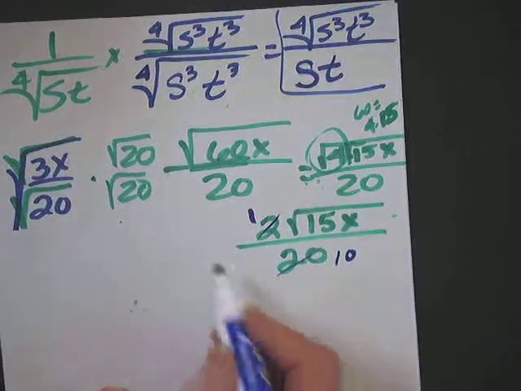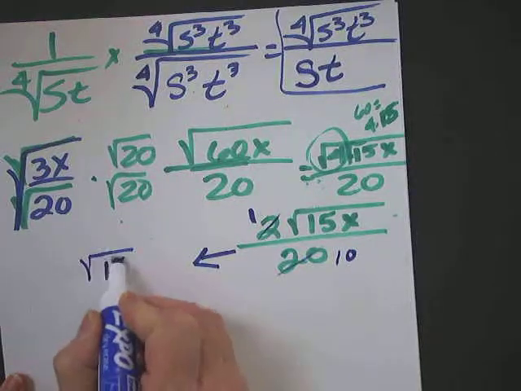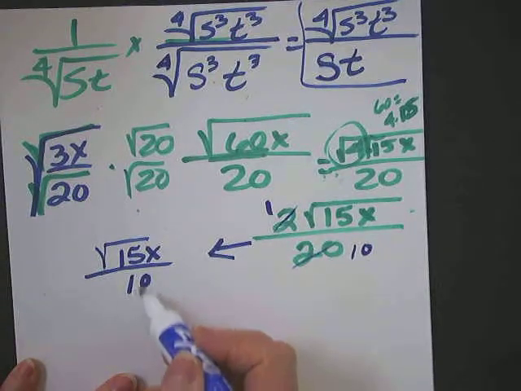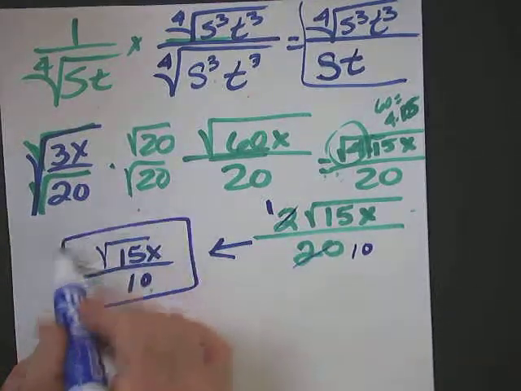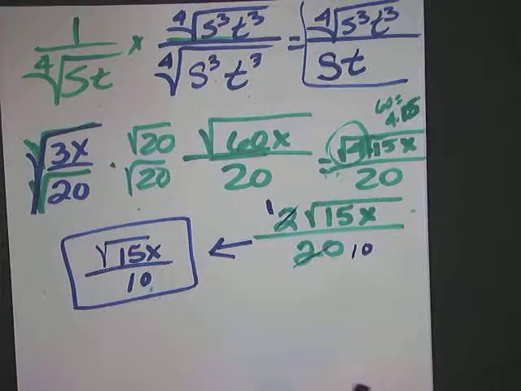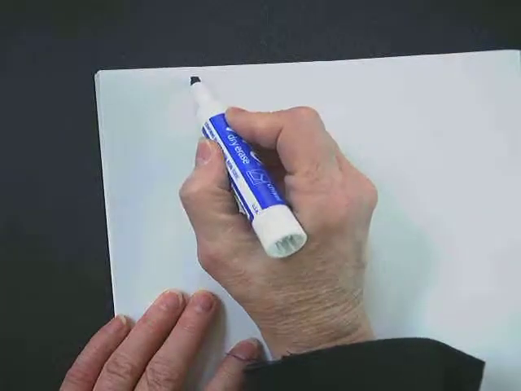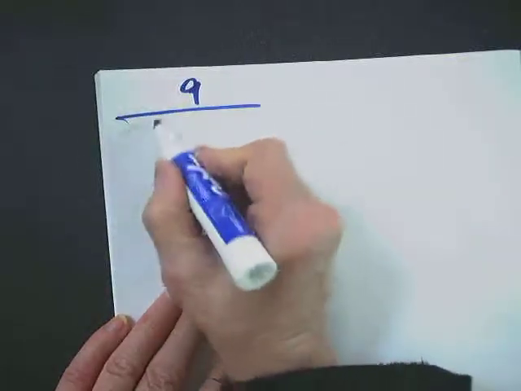Okay, this will come out as a 2, right? Square root of 4 turns into 2. This stays under. Can we reduce that? Yes, because I didn't simplify the bottom before I did this. So you're going to end up reducing it at the end. So the answer will just be square root of 15x over 10. And remember, you can't divide inside the square root and outside the square root. Okay?